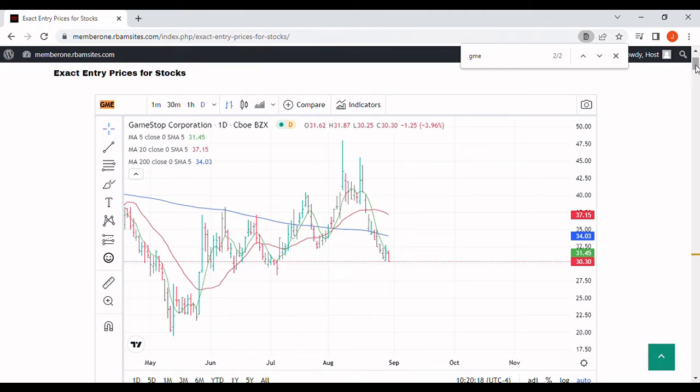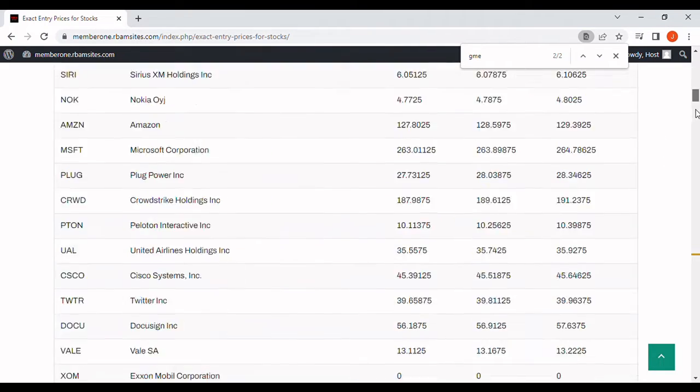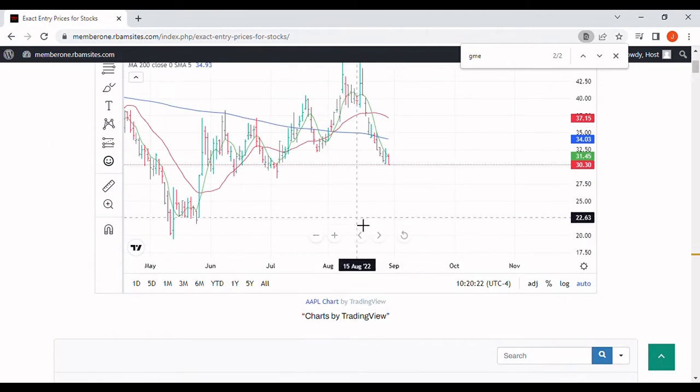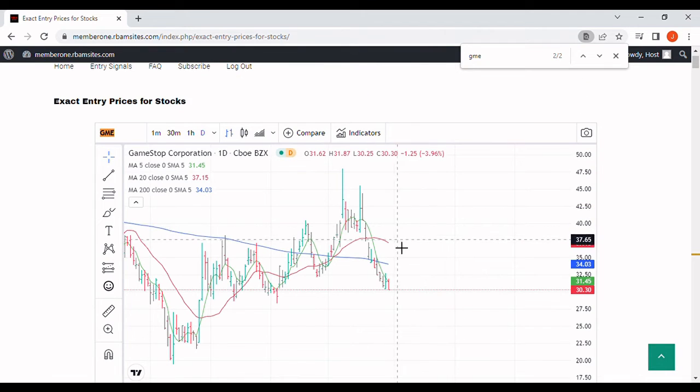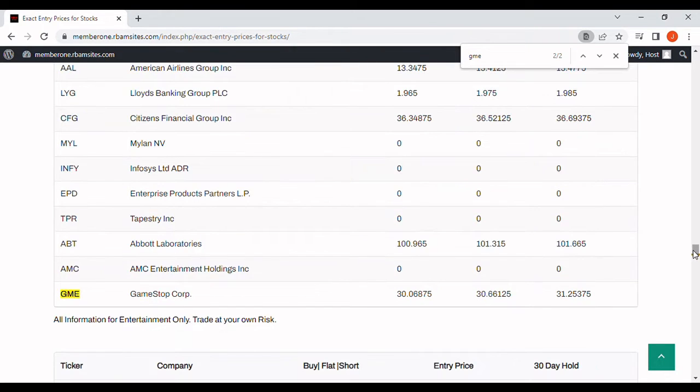We put this on RBAM Research's list to follow, so let's go down and see what it says. The stock right now is trading at $30.25 is the low, $31.87 is the high. So $30.25. Let's go down and take a look. So we put it here, GameStop. We said $30.25. So it is.